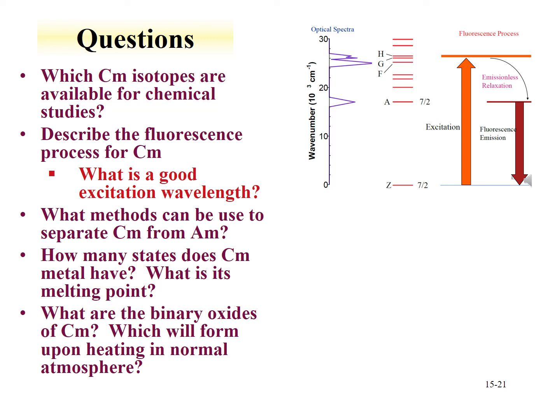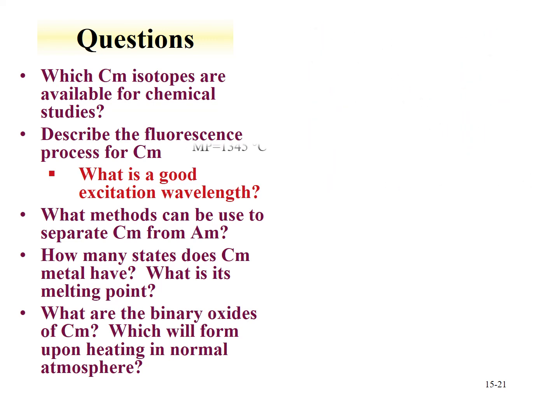How many states does curium metal have? What are the melting points? Well, curium metal has two states, double hexagonal close pack and face-centered cubic. And its melting point is around 1345 degrees C. So going from plutonium higher in the actinides, we see that we get fewer phases, and also the melting point goes up. What are the binary oxides of curium? Well, you have the trivalent, Cm2O3, and the tetravalent, CmO2, which will form upon heating in normal atmosphere. That would be the dioxide.